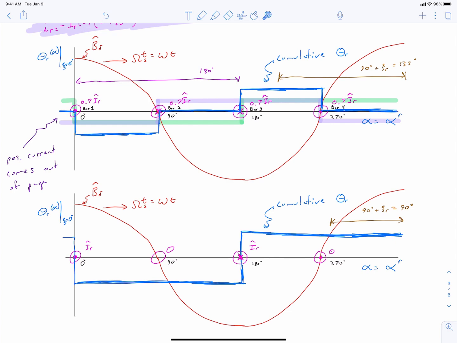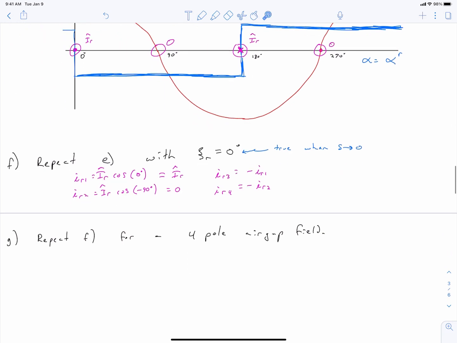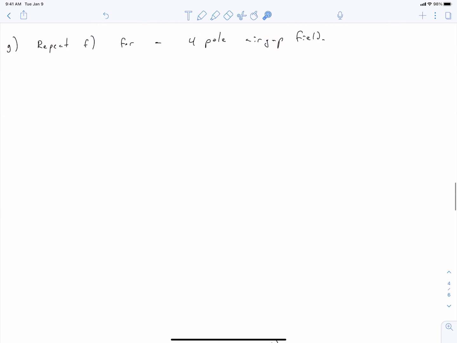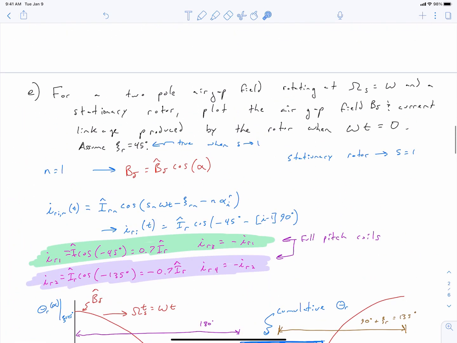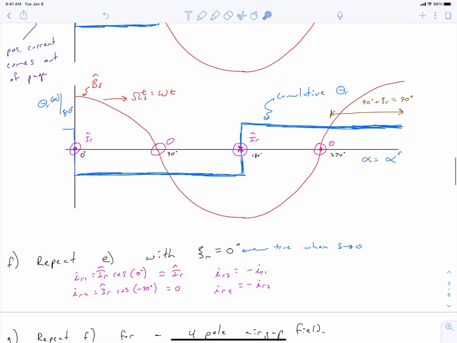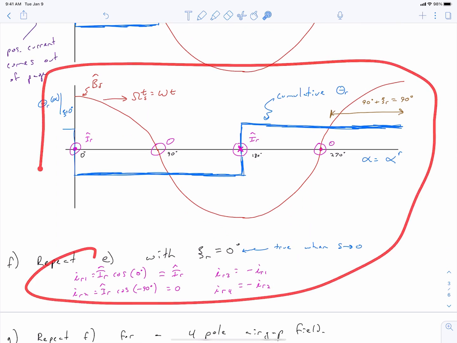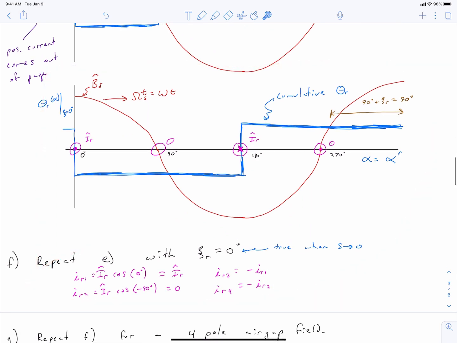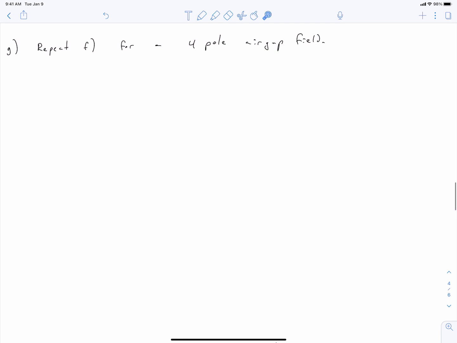Okay, so that concludes this part of the example. Now let's move forward and let's repeat part F for a 4-pole air gap field. So we're going to redo this problem up here, but we're going to do it for a 4-pole field. Go ahead and give it a try, and when you're ready, please resume watching.